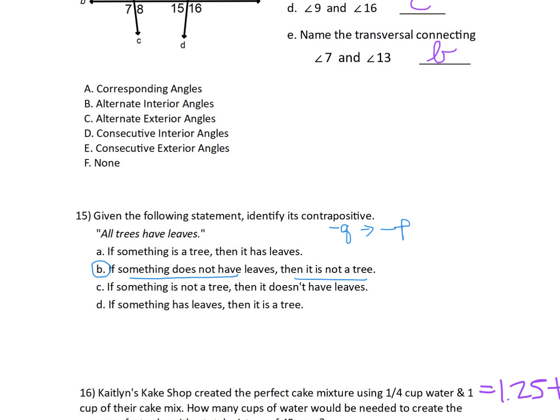Number 15, we want the all trees have leaves. We're trying to find its contrapositive, which is if not Q, then not P. So if it's a tree, then it has leaves. It's just what I was thinking in my head. So if it does not have leaves, and this is the only one that does not have leaves, if it does not have leaves, then it's not a tree. So that's the contrapositive for all trees have leaves.